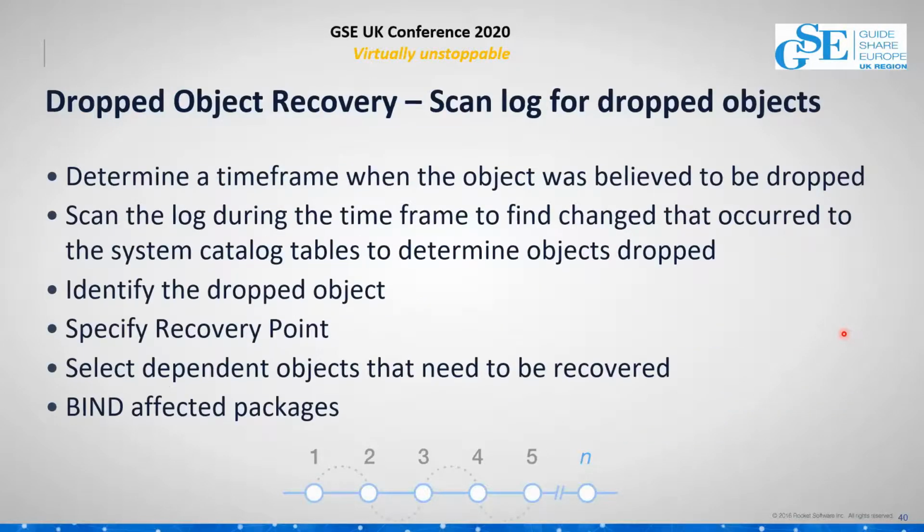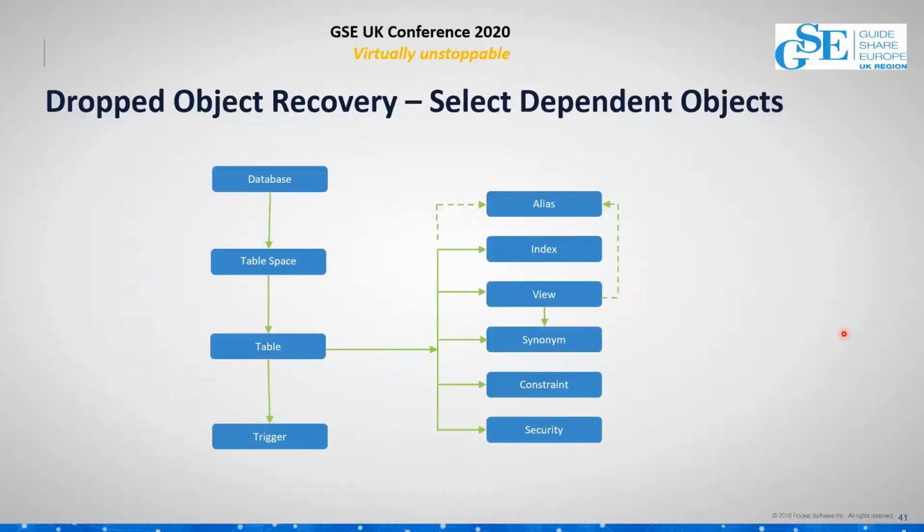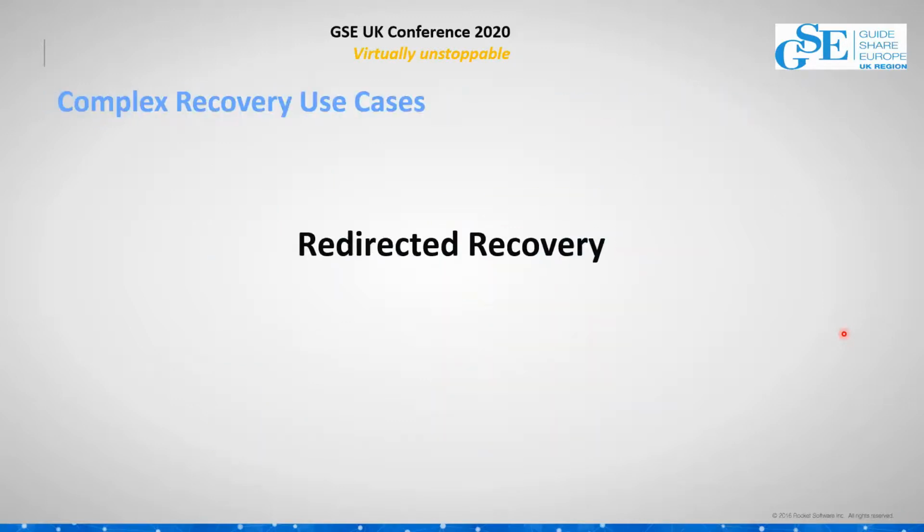Now, same story as for transaction recovery. Your vendor of choice is likely going to have tooling available where you can just determine the time frame when an object was believed to be dropped. You can tell it to scan the log, identify the dropped object, specify the recovery point, select the dependent objects that you may want to recover, tell it to bind the affected packages, and it may do all that for you and even create the objects that have been dropped as a result of the cascading definitions in the catalog.